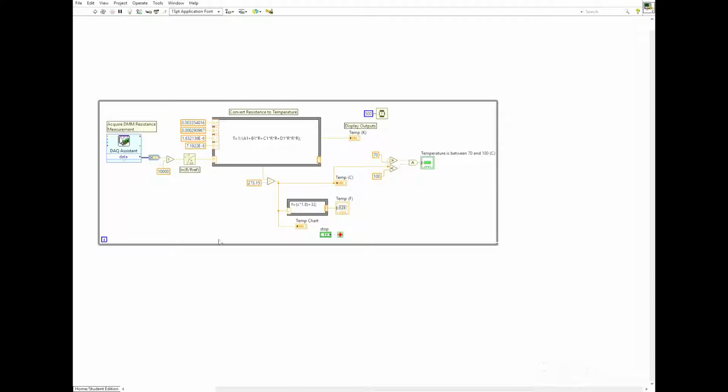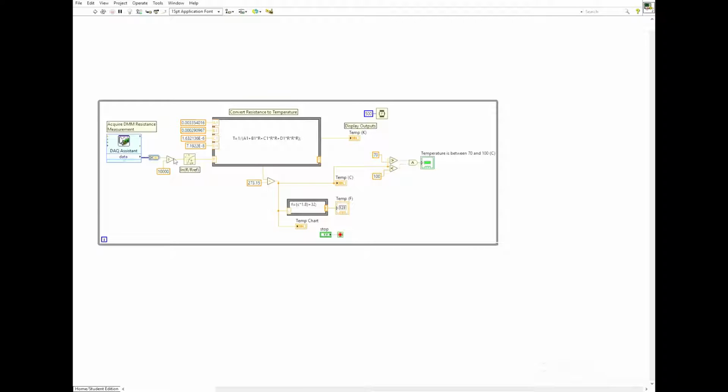My VI consists of a DAC assistant, which is used to configure the DAC to use the thermistor resistance value on the DMM input and output that value to this converter. The converter converts the dynamic data into a scalar, which is then sent to this divider block. That value is divided by 10,000 because of the value of the thermistor.